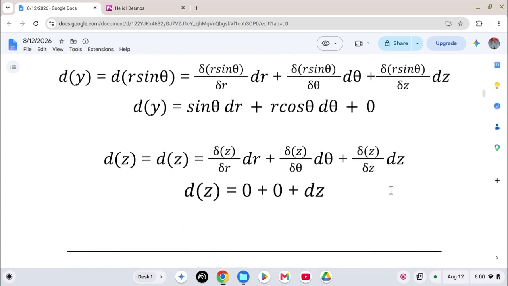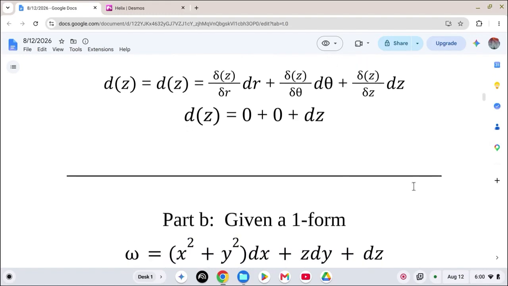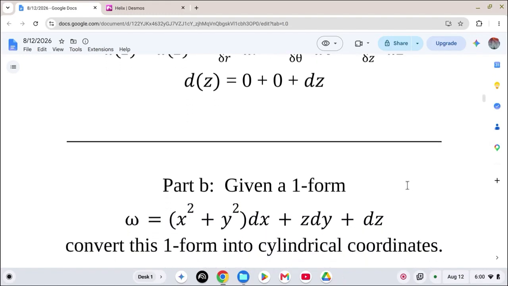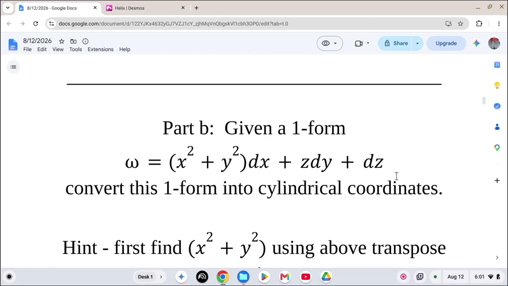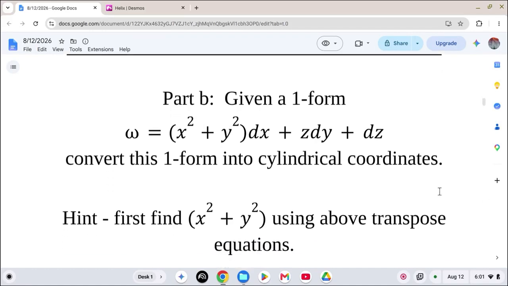Okay, part B. Given a one form, convert this one form into cylindrical coordinates. Okay, here's a hint. First, find this part of the one form using the above transformation equations. Okay, here comes the solution.